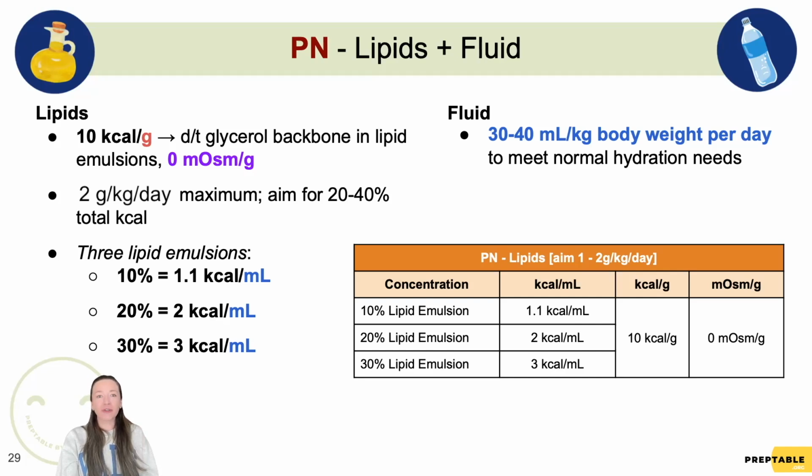Now, I mentioned earlier that in PN, we get carbs in the form of dextrose and protein in the form of amino acids. Lipid emulsions typically contain long chain triglycerides in the form of soybean or safflower oil, with egg phospholipids, glycerin, and water. When it comes to osmolarity, lipids do not contribute to it. They have an osmolarity of 0 milliosmoles per gram, making them suitable for patients with fluid-sensitive conditions. This is important to remember because they like to trick students with this.